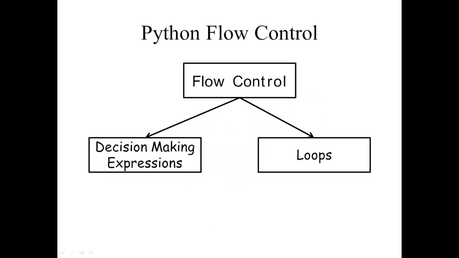The flow of a program is controlled in two different ways. The first way is to use decision making expressions. For that purpose, we use conditional statements like the if condition or if statement. The next method is to use the if else statement. Next is the elif statement, and another is called nested if.